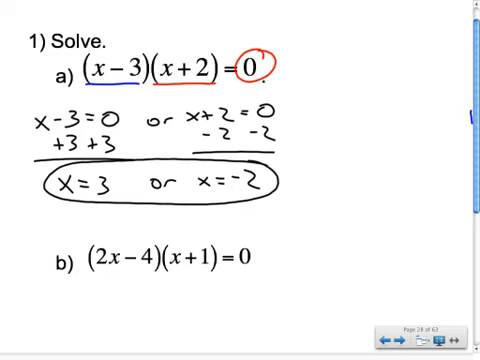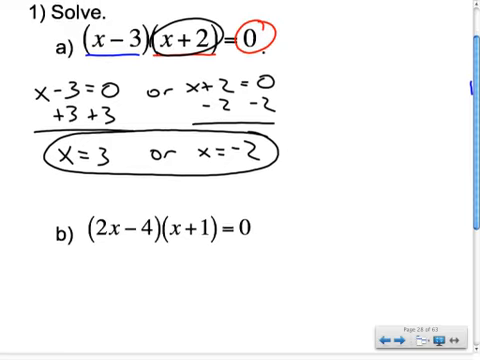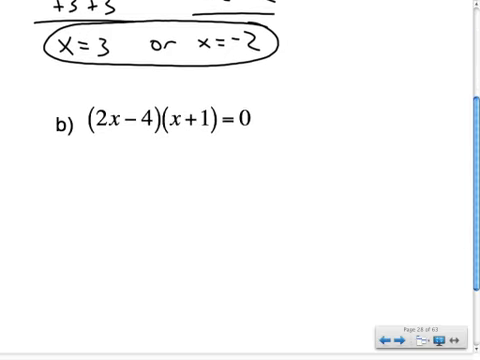Okay? Well, how do I know? We'll plug 3 back in for x. 3 minus 3 is 0. It doesn't even matter what this term is now. It would be 5, but 0 times 5 is 0. Plug your negative 2 back in. Negative 2 minus 3 is negative 5. Negative 2 plus 2 is 0. Negative 5 times 0 makes 0. That's the beautiful thing about algebra and solving these equations: you can always go back, plug in your solutions, and make sure they work. Okay?